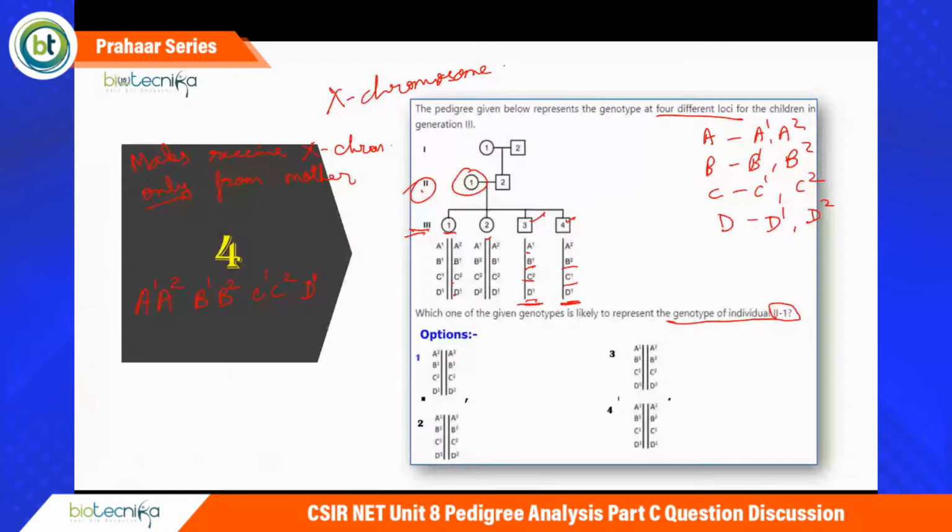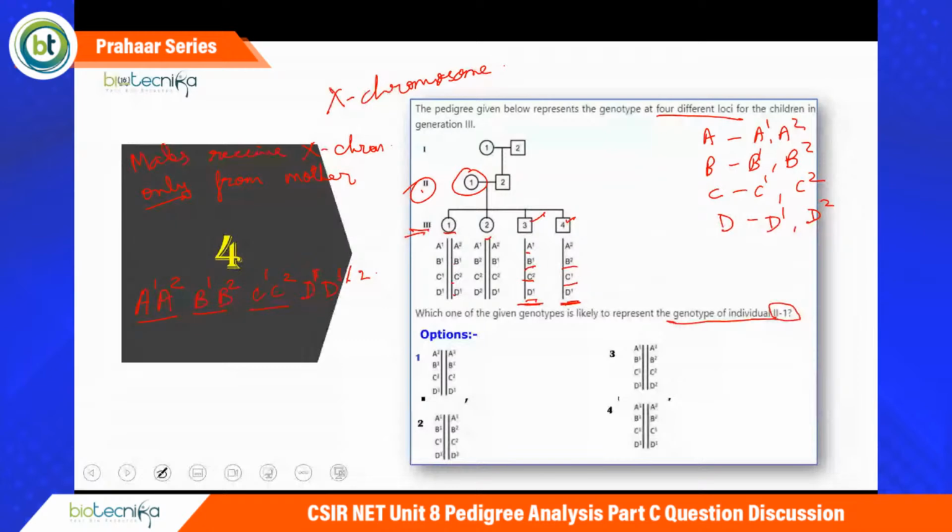But we are not sure. It can be 1 or it can be 2, just that 2 is not coming. But what you know for sure is that A1, A2 is heterozygous; for A, B, and C the mother is for sure heterozygous. Now when you check the options, the options are going to help you again.